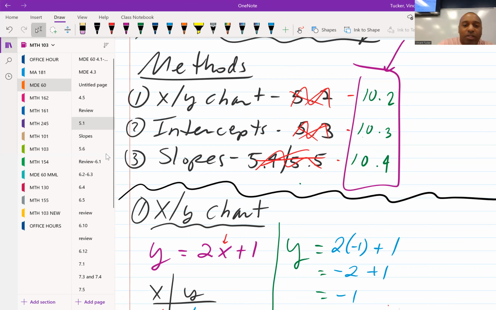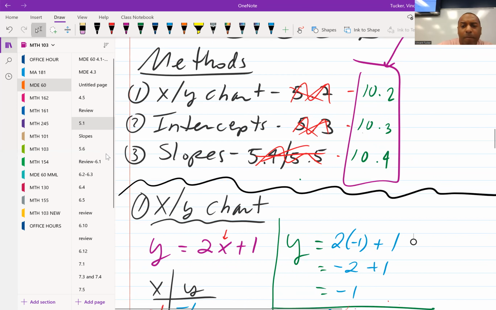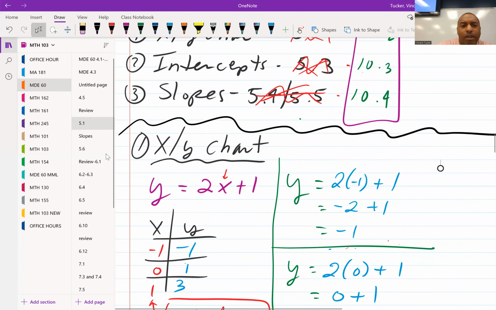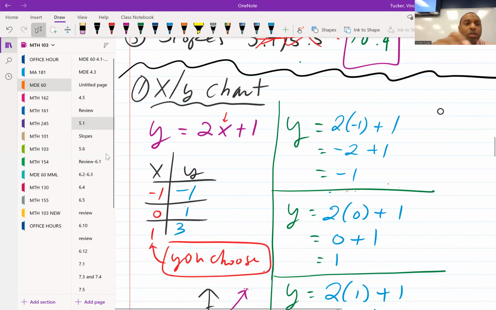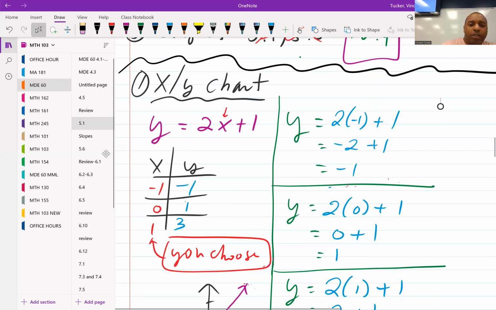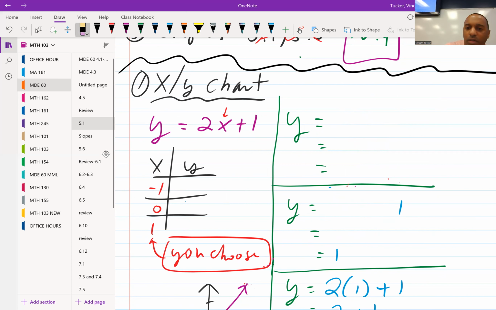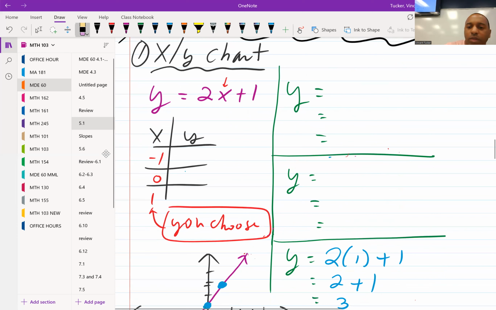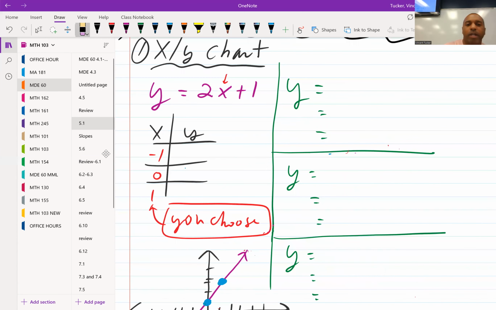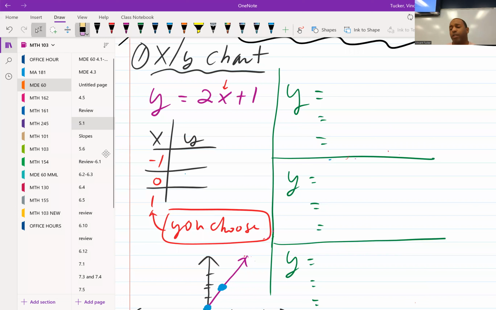All right. So let's look at the first method: the XY chart. We're going to create an XY chart that will help us to graph. So we have our line y equal to 2x plus 1. I'm going to erase this stuff because I'm going to walk through it. When it comes to creating the XY chart, they'll give you the equation, of course, and then you choose whatever x values you want to use.